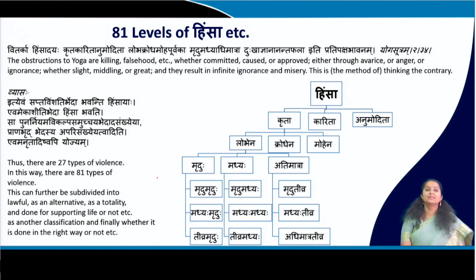And we see here also that there are 81 levels of himsa. But ahimsa is the negation of himsa. What is hinsa? So this is Piyush's finding here. We've got 81 levels almost. So he says, Vitarka hinsa dayaha krita karitanu modita lobha krodha moha purvaka mridu madhyadhi matra dukha ajnana. So dukha jnana ananta phalaha iti pratipaksha bhavanam.